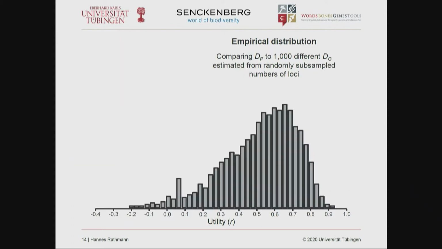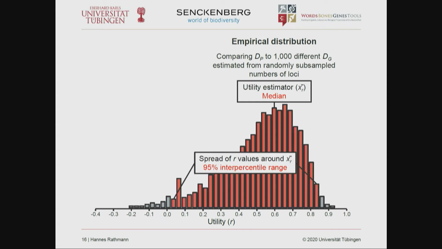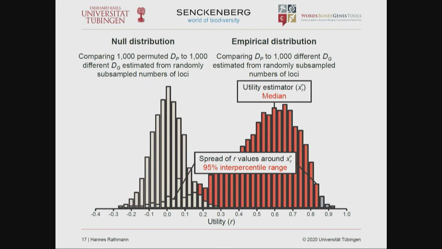The result was a distribution of R values, and we reported the median of the distribution as a point estimate and as the utility estimator for a given trait or trait combination. To measure the spread of R values around the utility estimate, we constructed an interpercentile range accounting for 95% of the distribution of R values. We also calculated a p-value for the utility estimate.